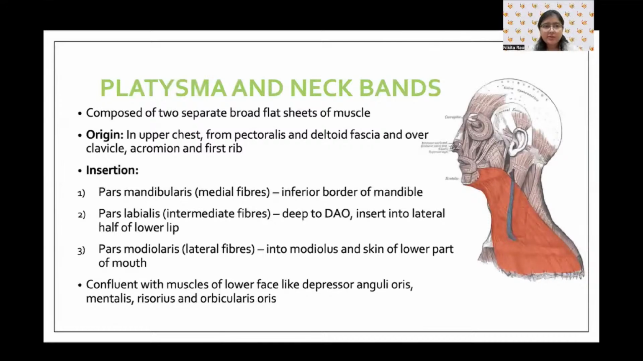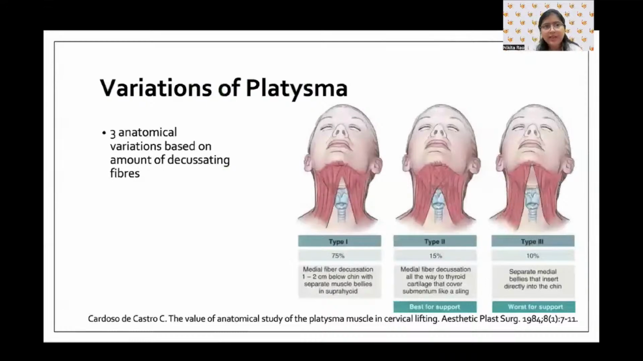Platysma is a broad flat sheet of muscle having two separate sheets which usually decussate in the middle and originates from the upper chest and inserts as 3 parts: the medial fibers into the inferior border of the mandible, the intermediate fibers into the lateral half of the lower lip, and the lateral fibers into the modiolus and skin of the lower part of the mouth. The anatomical variations are of 3 types.